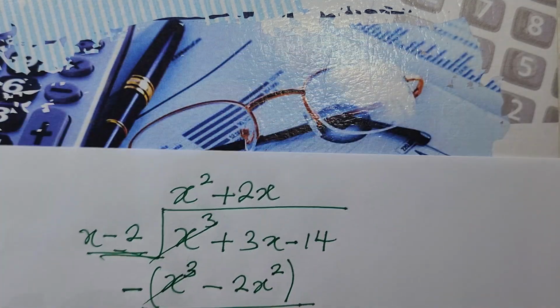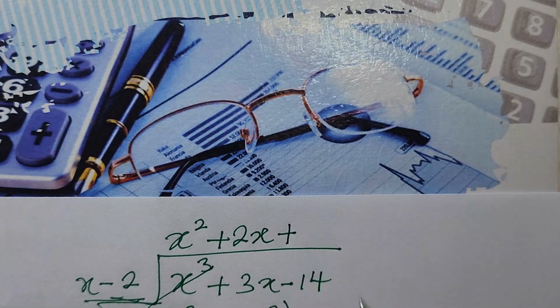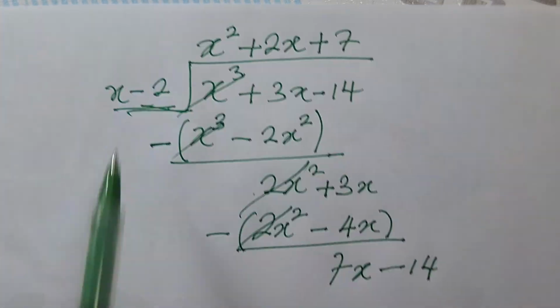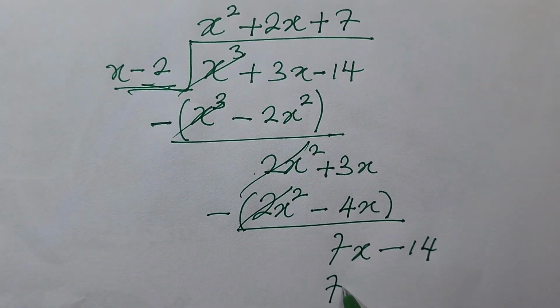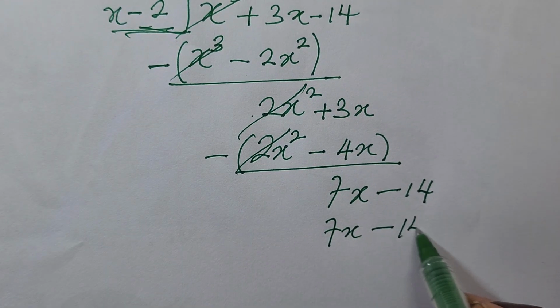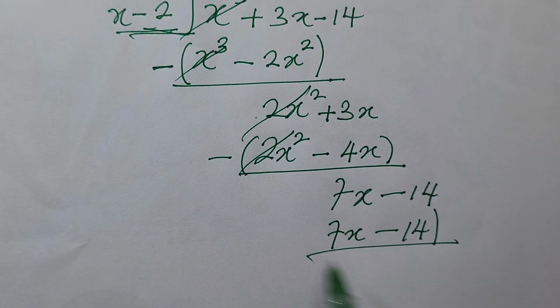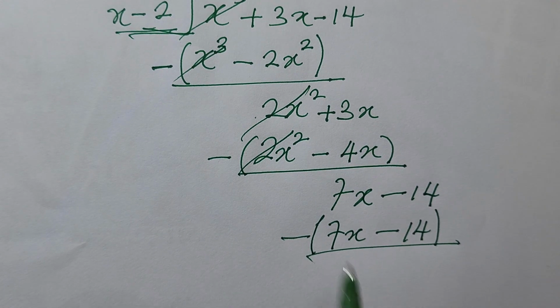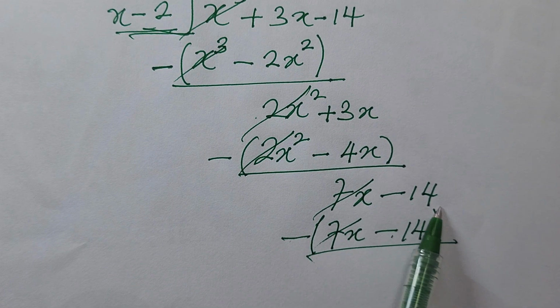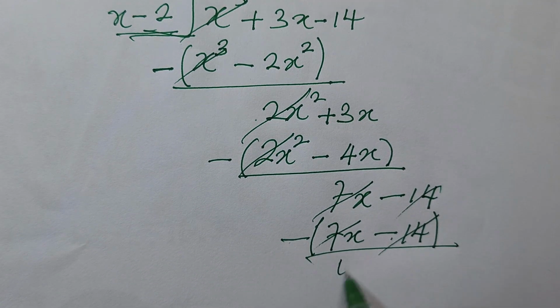We are left with our plus 7. So we have here plus our 7, right? Then we use this to times this will give us plus 7x. And this time this will give us minus 14. So we do our number subtraction again. So this time this will give us plus. So minus 14 plus 14, here we have 0.